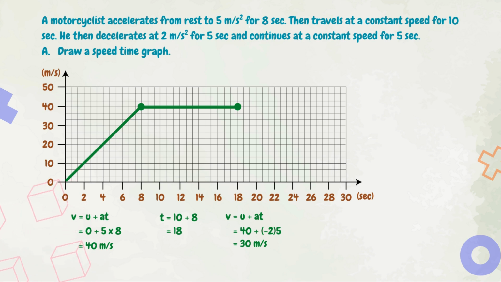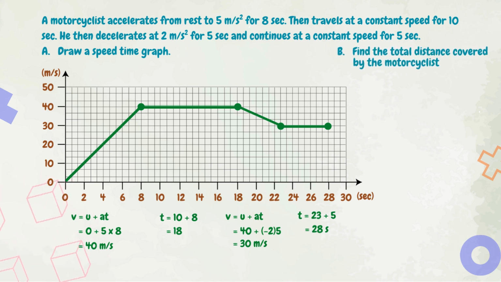The statement can now be plotted. Time is 18 plus 5, which goes to 23, and velocity is 30. The final statement says he continues at a constant speed for 5 seconds. This is represented by a flat line from 23 to 28. This is a complete speed time graph for the question given.